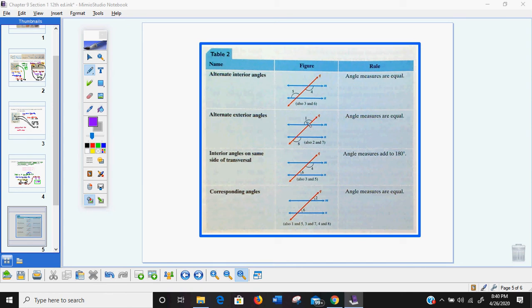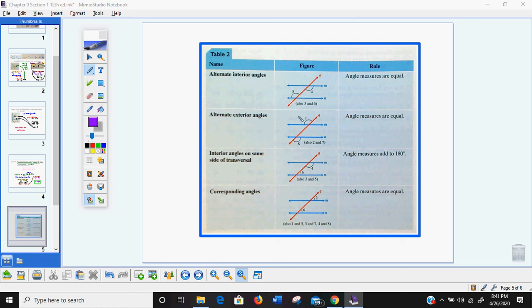Alternate exterior angles are equal. Corresponding angles down here are equal. See how they're both in the same spot? And same side interior angles add to 180.